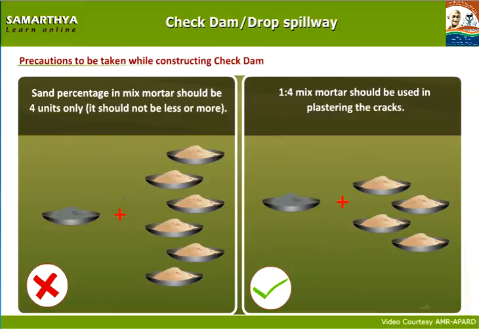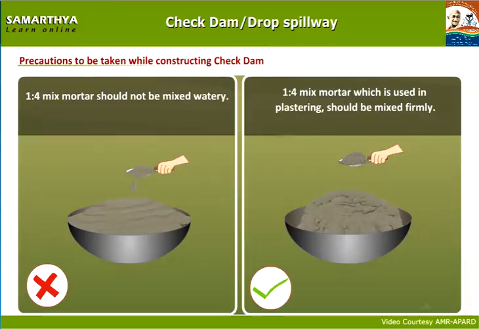Sand percentage in mix mortar should be 4 units only. It should not be less or more. 1:4 mix mortar should be used in plastering the cracks. 1:4 mix mortar should not be mixed watery. 1:4 mix mortar, which is used in plastering, should be mixed firmly.